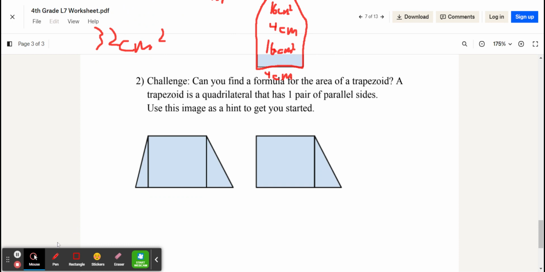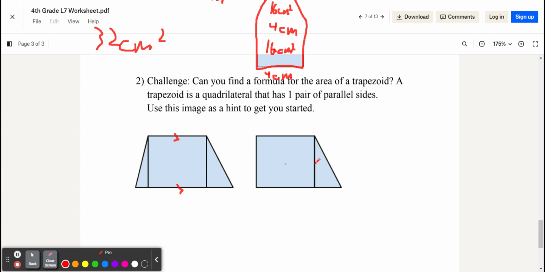And then our last problem is another challenge problem. This one is actually pretty difficult. Can you find a formula for the area of a trapezoid? It's a quadrilateral that has one pair of parallel sides. And use this image as a hint to get you started.